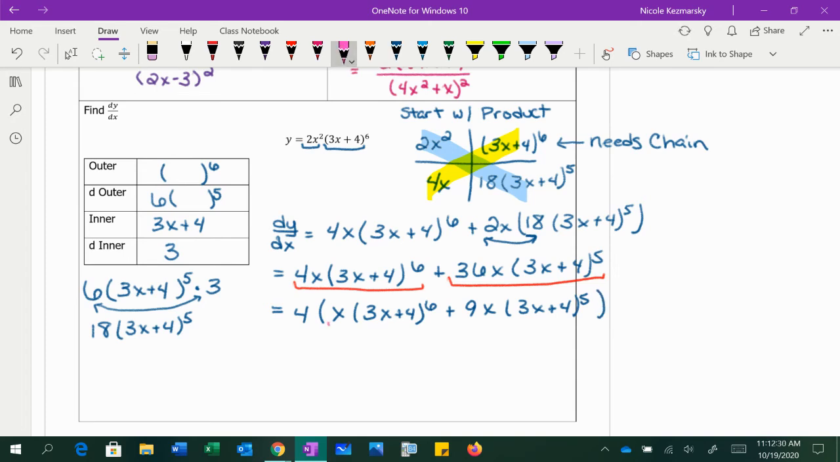Then if I look at the two main terms inside the new set of parentheses, beyond the numbers, they both have an x. So not only can I take out the 4, but I also can take out an x. So that's going to leave me with 3x plus 4 to the 6th, because I took out the x, I divided by x, plus 9 times 3x plus 4 to the 5th power.